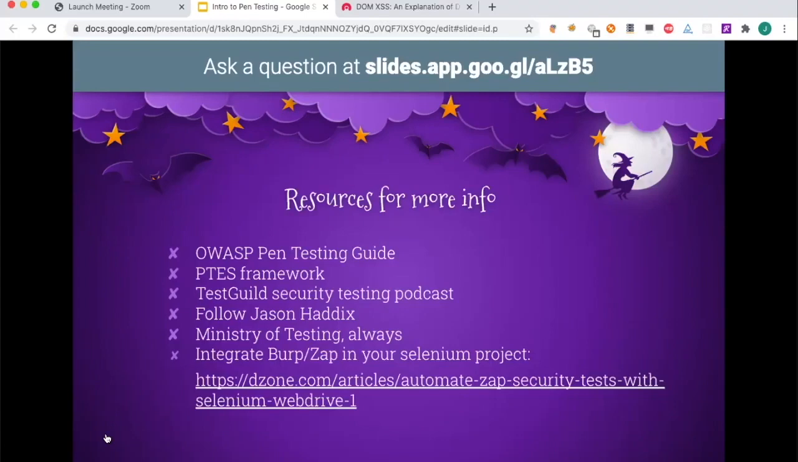And then another thing is to integrate Burp or Zap into your Selenium project. I talked about Burp and Zap earlier. You can create a Selenium framework where you add Burp or Zap into that, and then you do fuzzing as part of your Selenium project. Definitely recommend that.